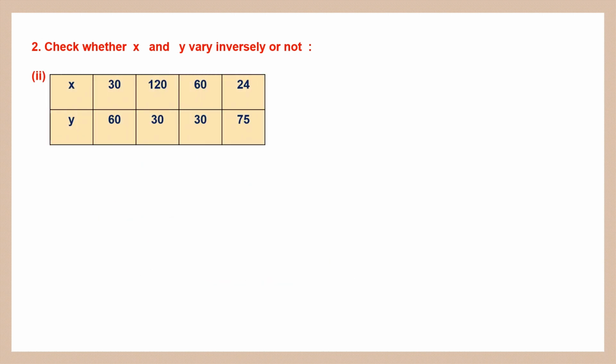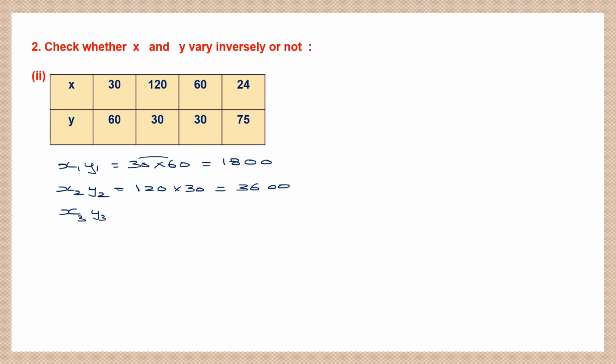Second one, let's check whether x and y vary inversely or not. So in the same way, we have to see if x1, y1, x2, y2, x3, y3 and x4, y4 are constant. So let's see. x1, y1 is equal to 30 into 60. 6 threes are 18 and then add the two zeros. Let's take x2, y2. x2 is 120 and y2 is 30. So multiply the numbers 12 into 3. 12 threes are 36 and then add the two zeros. As you can see already it's different, but we'll carry on.